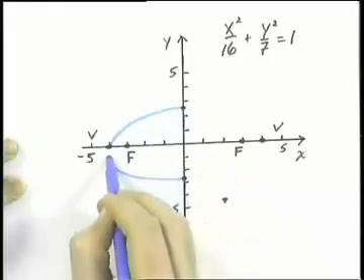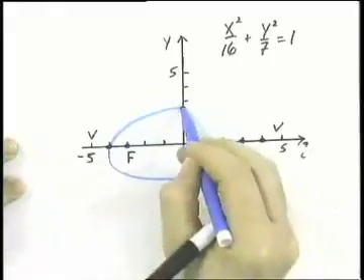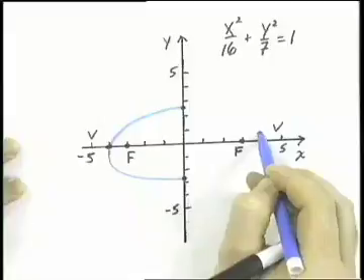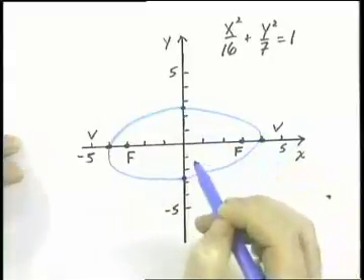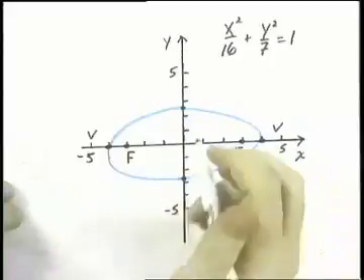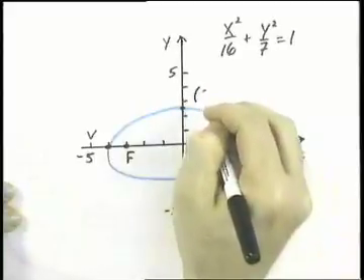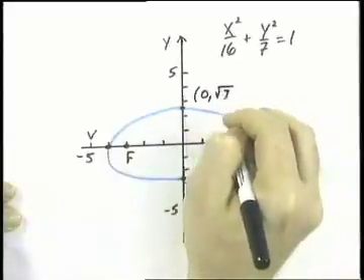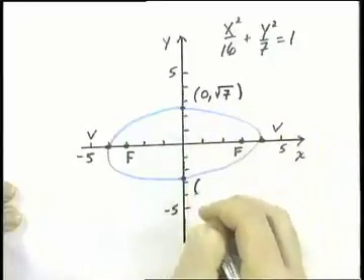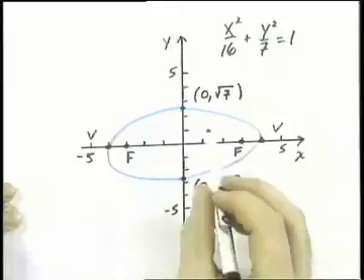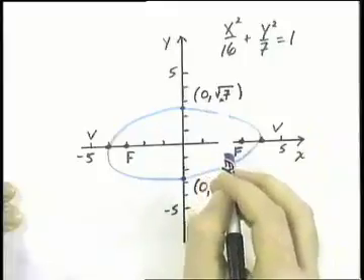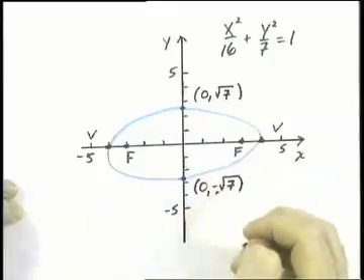Now bear in mind that I am no Van Gogh, so this graph might not look very good to you, but we'll do the best that we can. So here's what we have. This point here is 0, comma, square root of 7. This point down here is 0, comma, negative square root of 7. In general, these points will be 0, comma, b and 0, comma, negative b.